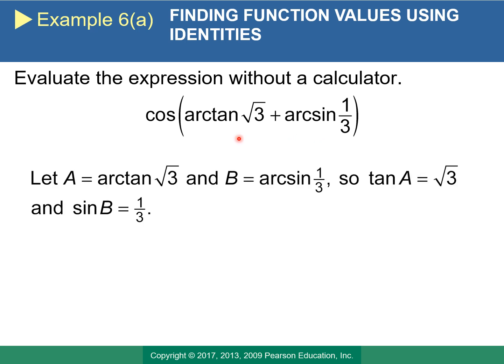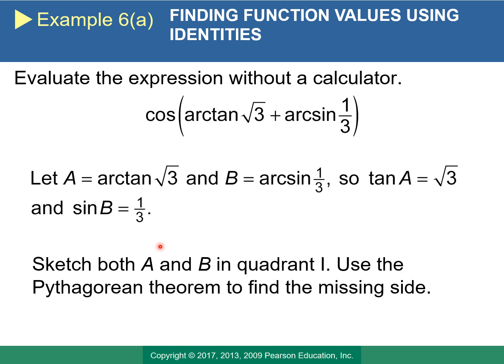Let's call the first angle A and the second one B. Arc tangent of root 3 equals A means that tangent of A equals root 3. And arc sine of 1/3 equals B, meaning that sine of B is 1/3. Now we're going to sketch both angles A and B and their associated triangles. They're both in quadrant 1, since arc tangent and arc sine are positive in quadrant 1.